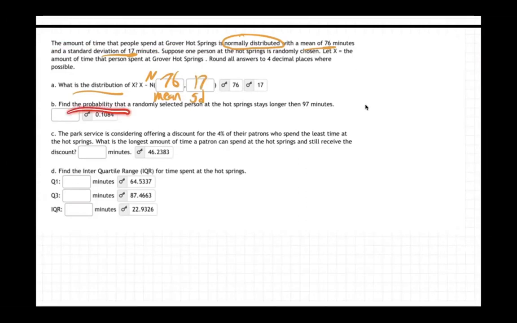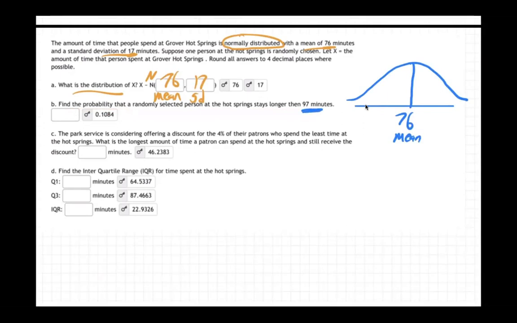Okay, next. Find the probability that a randomly selected person at the hot springs stays longer than 97 minutes. So what does it do? Well, I'm going to go to the notes with you in a minute, but the notes basically say draw a bell curve. That's what a normal curve is, a bell. Put the mean in the middle, 76, that's the mean, that's the average. And then put the other number, 97 minutes.